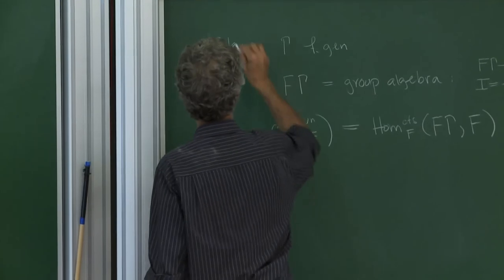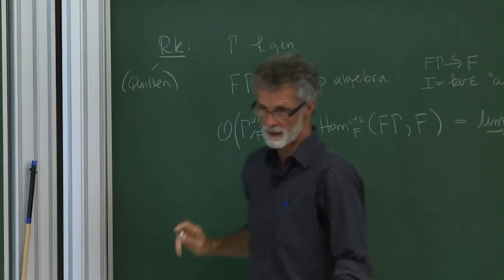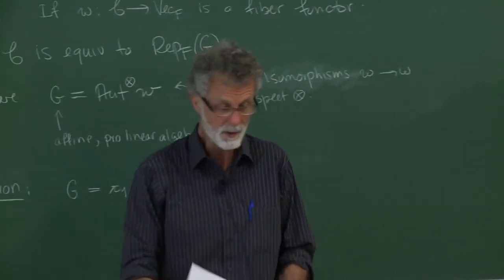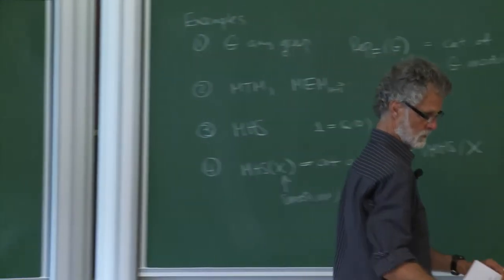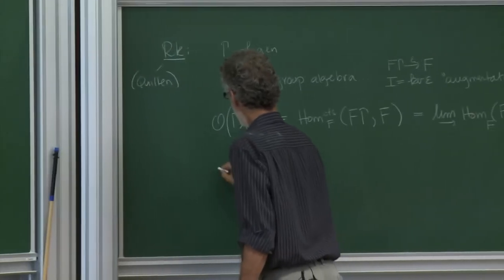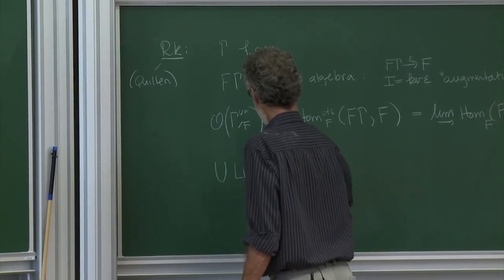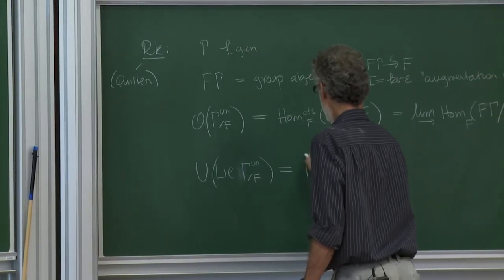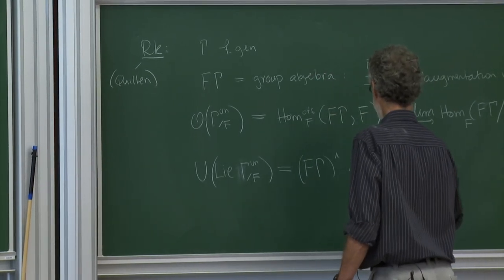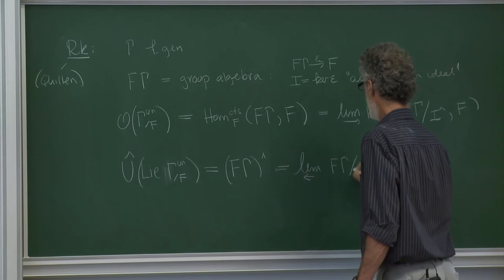And this more or less comes out of Quillen. A long time ago, Quillen wrote a paper on rational homotopy theory, and buried in the appendix is a section on what he called Malcev completion, but nowadays is called unipotent completion. Another way to say it too is, if you take the universal enveloping algebra of the Lie algebra of pi 1 of gamma unipotent over F, this is just equal to F gamma completed, and this is just the inverse limit, I should say the completed enveloping algebra, of F gamma mod I to the n.